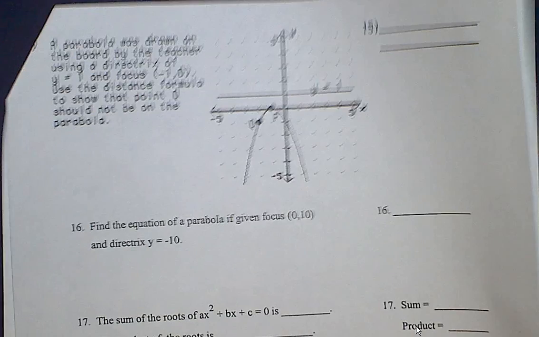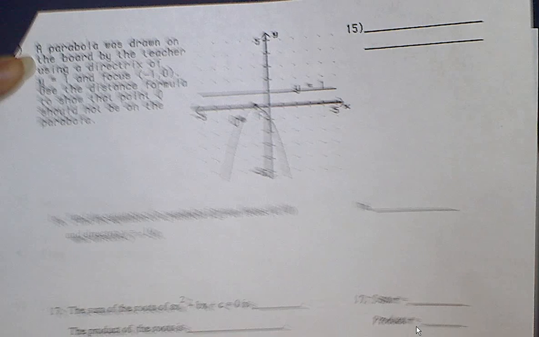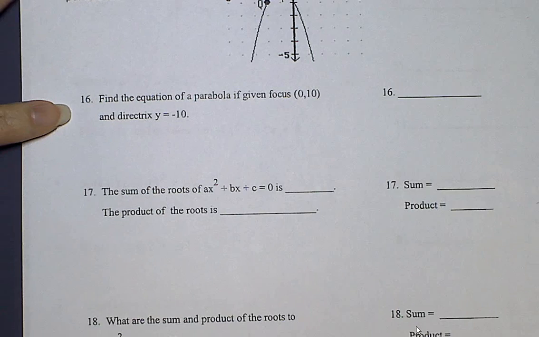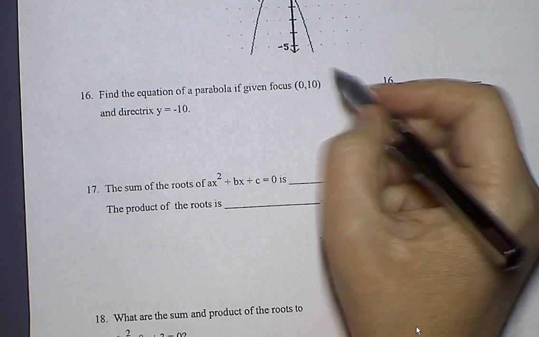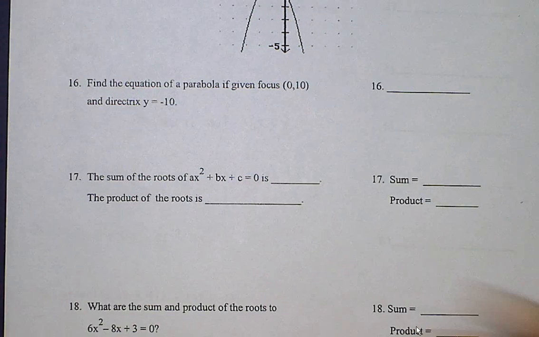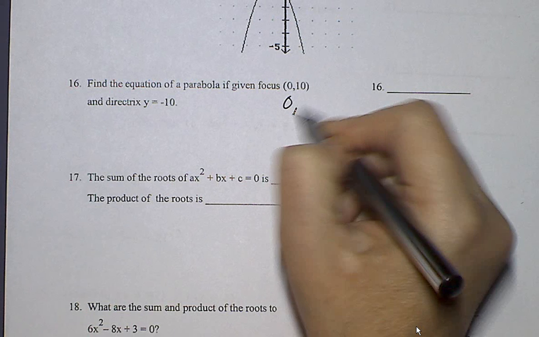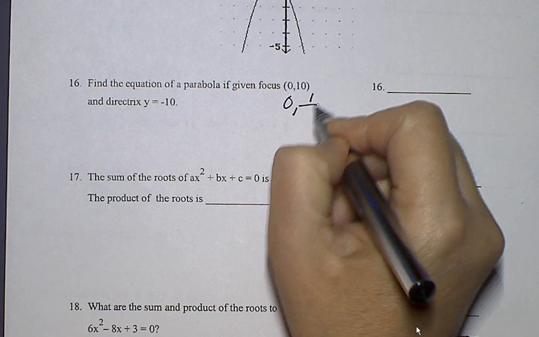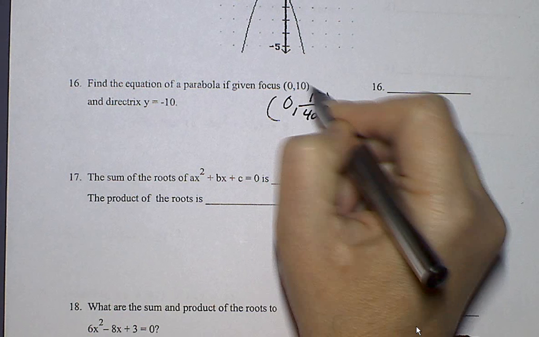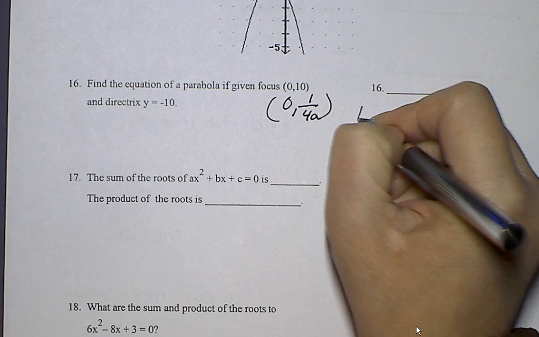Alright, and I told you guys that you could skip 15, so that gives us 16. If you're given a focus, remember that by your definitions, it's the same as 0 and 1 over 4a. So that means that 10 equals 1 over 4a.